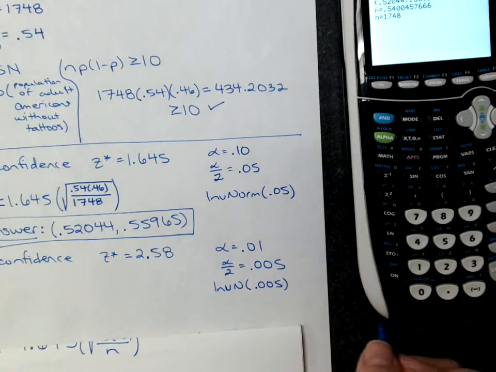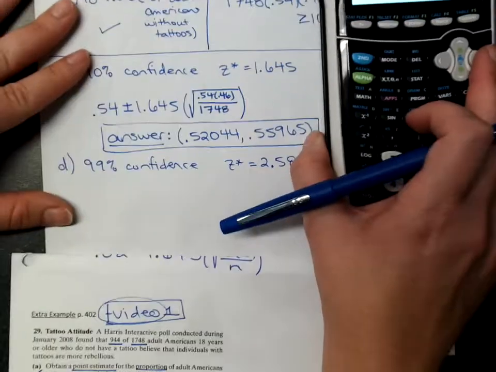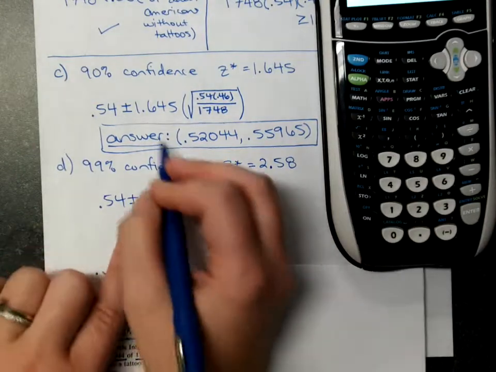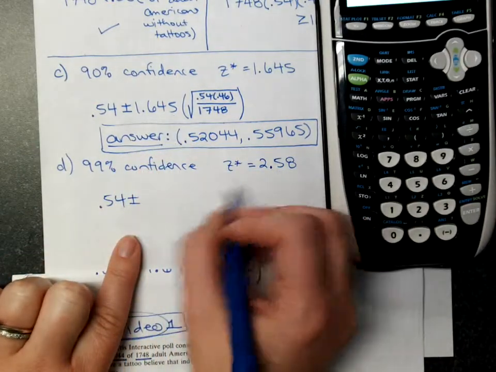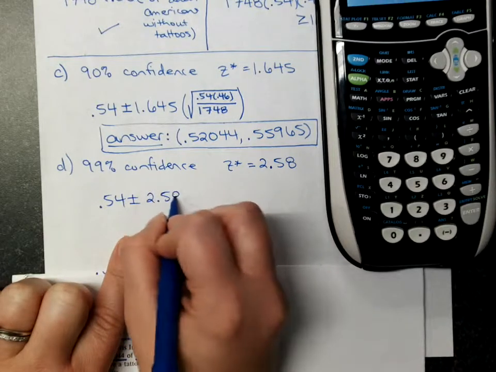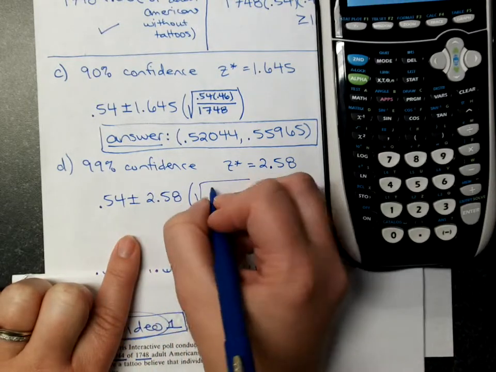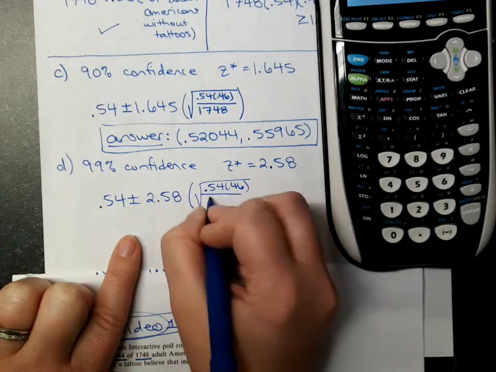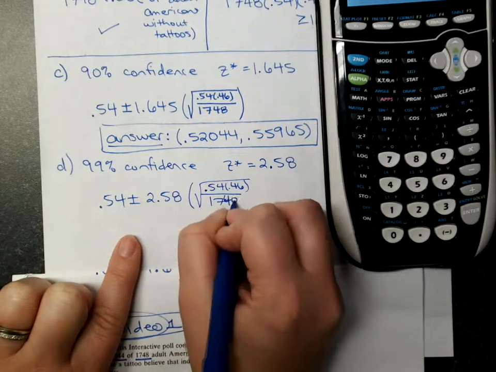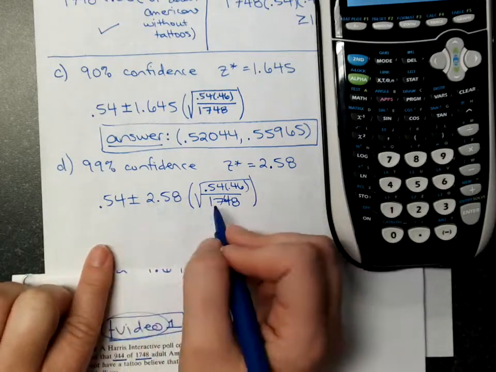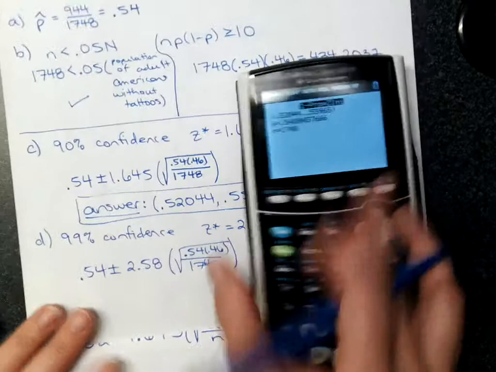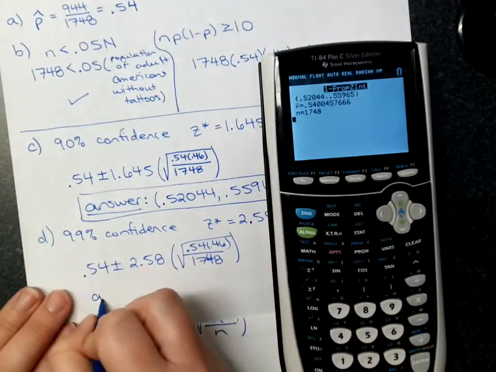All right, so everything's the same, 0.54 plus or minus. Instead of the 1.645, we're going to use 2.58. Square root of 0.54 times 0.46 over 1,748. I like to see this setup. You don't have to crunch the numbers yourself. You can let the calculator do it from there to get our answer.